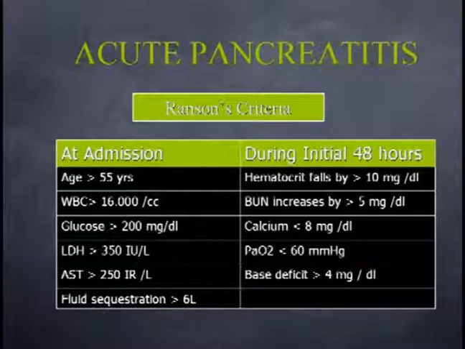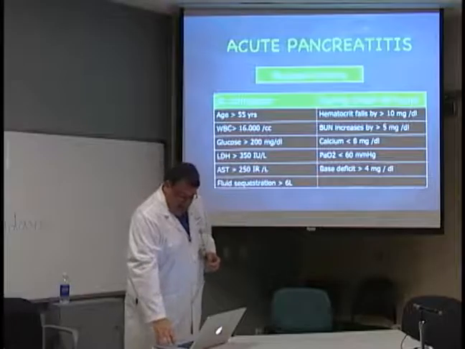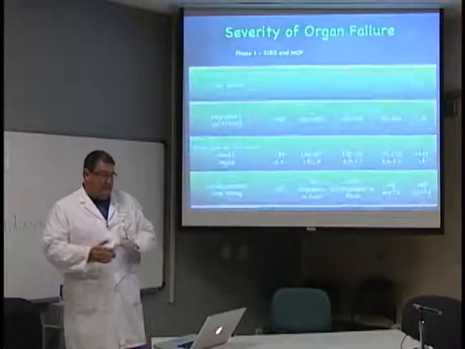During the initial 48 hours, if the hematocrit falls by more than 10 milligrams per deciliter, BUN increases by 5, calcium drops below 8, PaO2 drops below 60, or if there is a significant base deficit greater than 4 or 5. So that's Ranson's criteria.